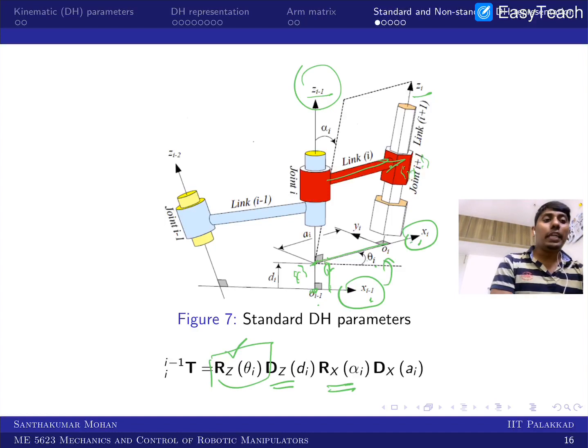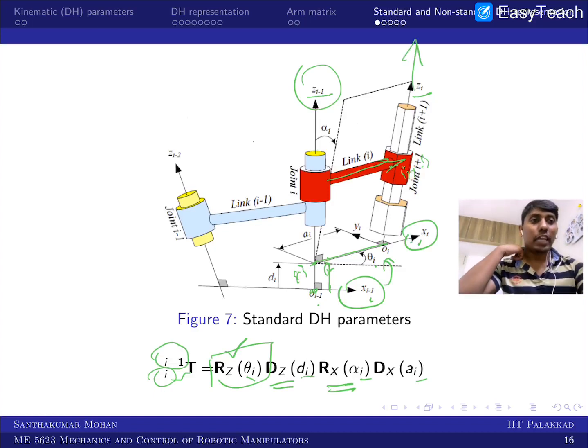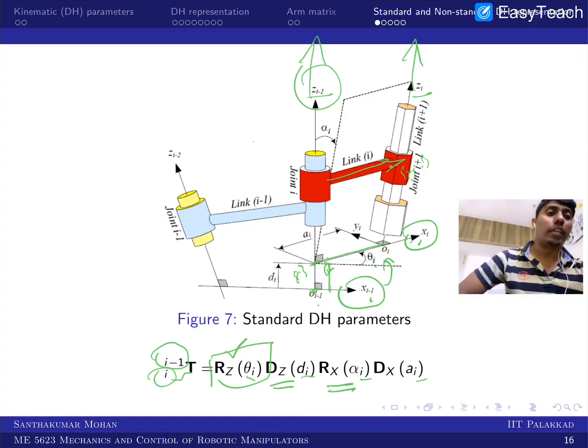So now, why is it actually called standard? Because everything we have written is in the ith form. We are seeing the ith representation with respect to the I minus 1 axis. This is your ith axis and this is your I minus 1 axis, but you are trying to cover it. So now what we are seeing further here is that you are rotating about the I minus 1 axis and moving along that I minus 1 axis.